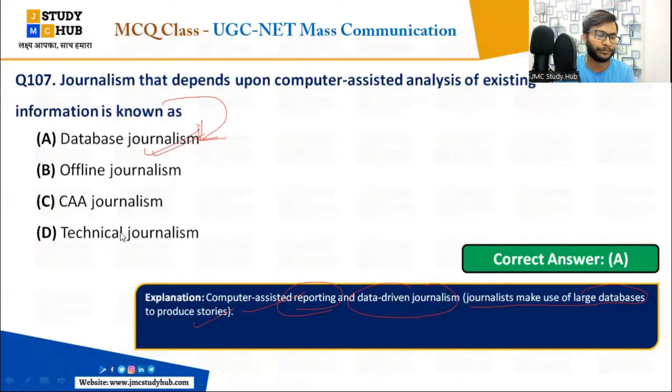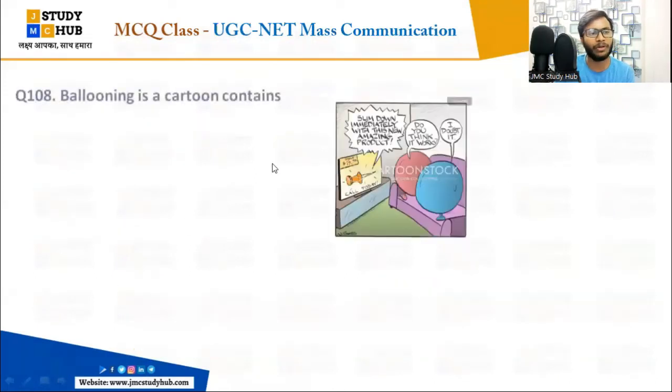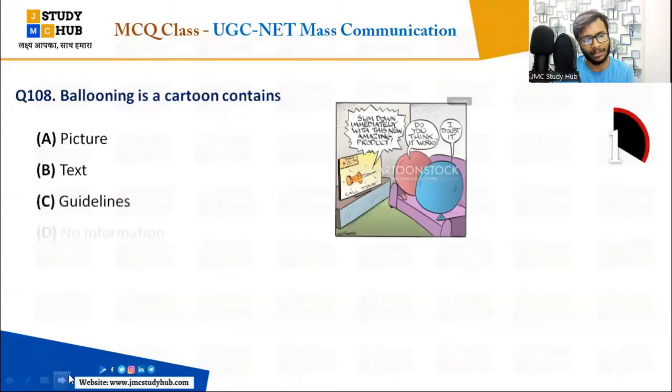Chaliye, next question here is about ballooning in cartoon contents, right? This is about the ballooning that we know, right? So you may take the hint from the photographs, right? Photo से आप hint ले सकते हैं. What is about the ballooning here? It is saying in a cartoon, right? So ballooning in a cartoon contains picture, text, guidelines, and no informations. Very important. Ballooning in a cartoon contains what?